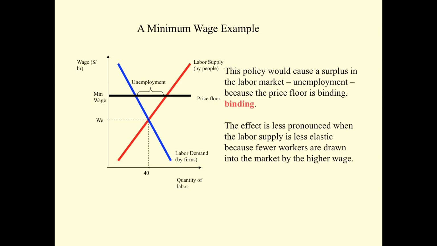Well, what happens? This point is how much labor is going to be demanded by firms. This much will be supplied by households. This horizontal distance is the amount of people who would like to work at the minimum wage, but cannot find positions. In other words, we have a surplus of labor, which we call unemployment. Notice that the effect is less pronounced when the labor supply is less elastic, or steeper, because fewer workers are drawn into the market by the higher wage. So there's a connection with elasticity.